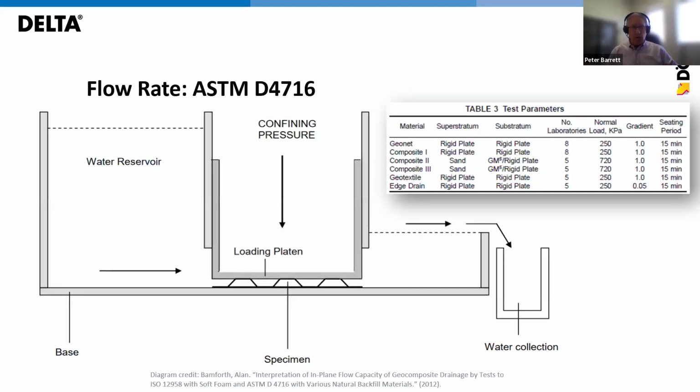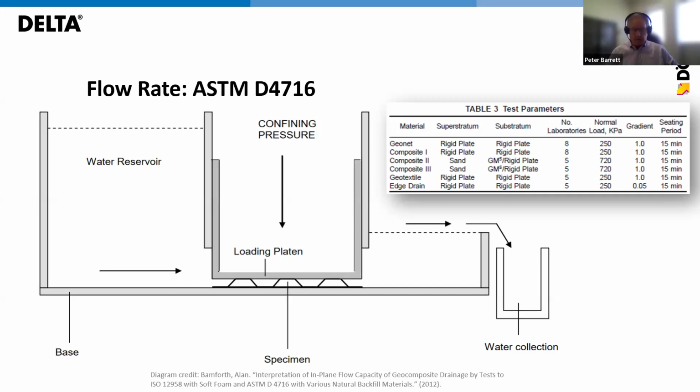This is pretty logical, given one of the primary reasons we're putting the drain board in is to have water flow through it. What you're seeing here is a drawing of the typical flow rate testing apparatus. There's a water reservoir to provide the water. There's the confining pressure to go over the specimen to provide the load. And then there is the water collection and measurement on the far right.